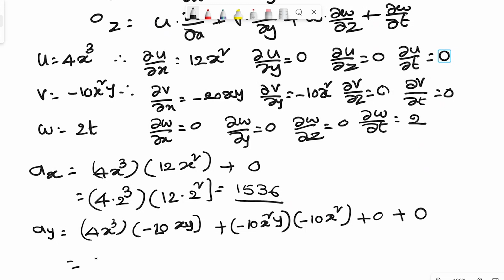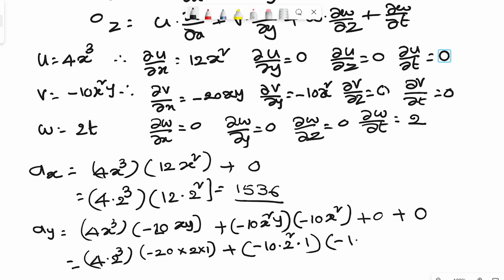So it is 4 into 2 cubed into minus 20 into 2 into 1, plus minus 10 into 2 square into 1 into minus 10 into 2 square. If you calculate all this, you are bound to get AY is equal to 320.